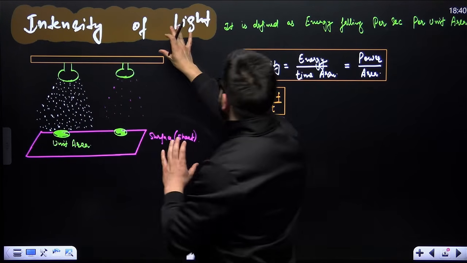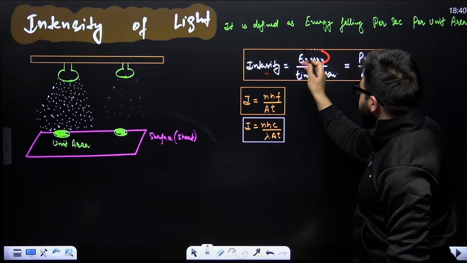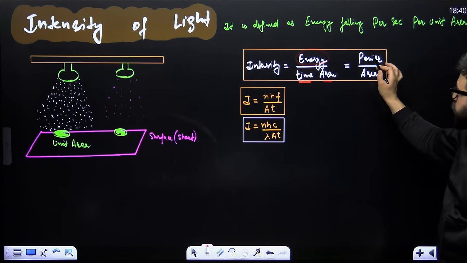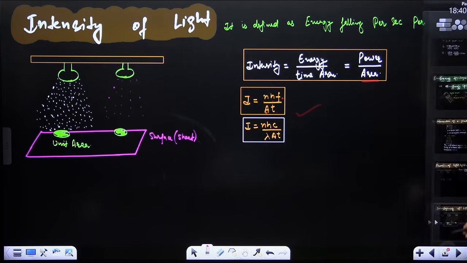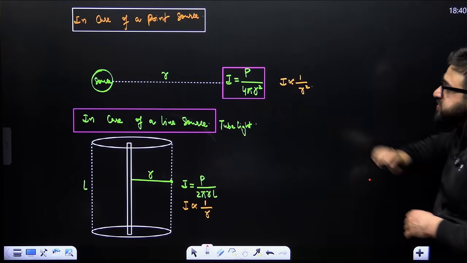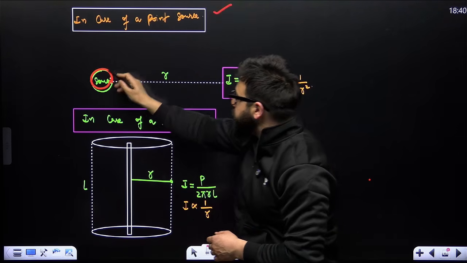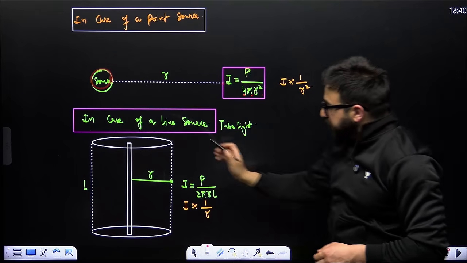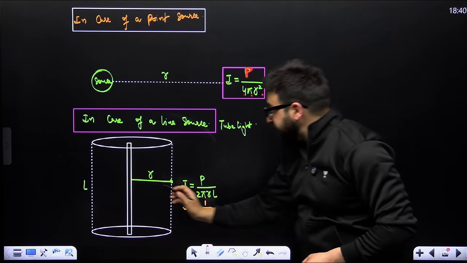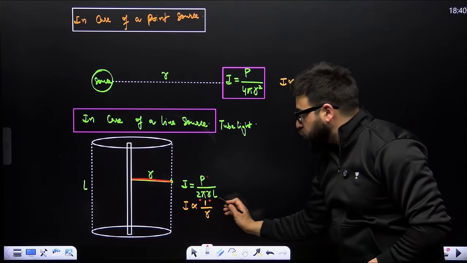Then, my dear NEET aspirants, intensity of light. Intensity is simply defined as energy upon time into area, so we can also say power divided by area. This is the formula: nhf divided by A into c. This is what we call the intensity of light. Then, if you have a point source, intensity at r distance will be power divided by 4 pi r square. In case of a line source, means a tube light, intensity at r distance will be power divided by 2 pi r into L.